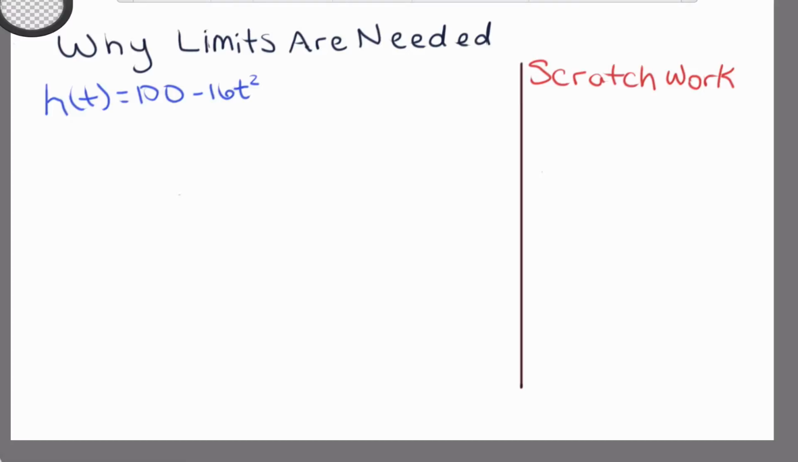Today I want you to understand why limits are needed. You've probably heard about limits in your calculus class or some other course. I actually have a problem here that I want to present to you that helps explain why limits are used. It's a great scenario of why we use limits.